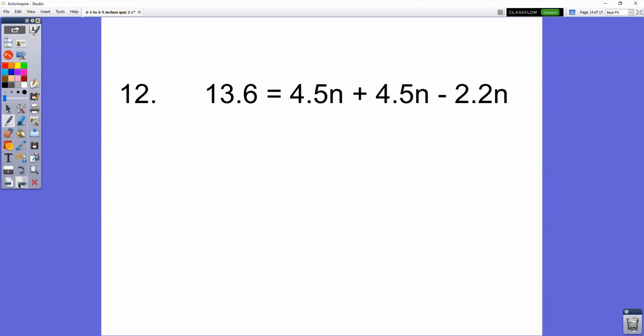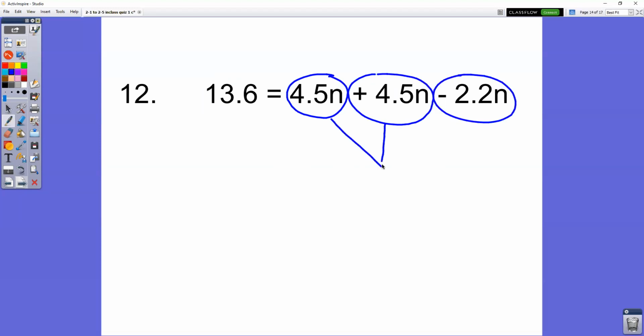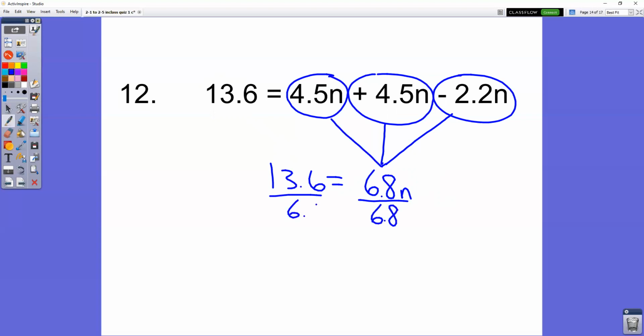We have n's on the same side of the equal sign. This time you have 3 of them instead of 2 of them. So we want to add together our like terms. You're adding together a 4.5, a 4.5, and a -2.2. When you add those together, you get 6.8n equals 13.6 when we bring it down. This is now just a one-step equation. So divide by 6.8, divide by 6.8, top divided by bottom, you get that n equals 2.